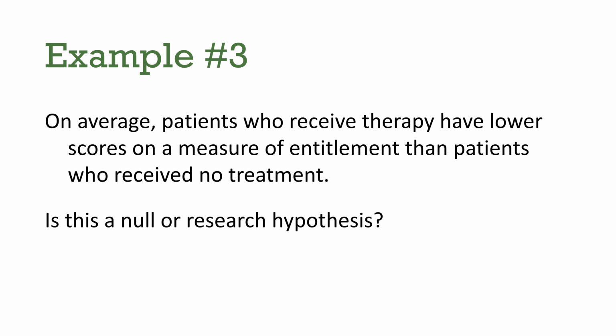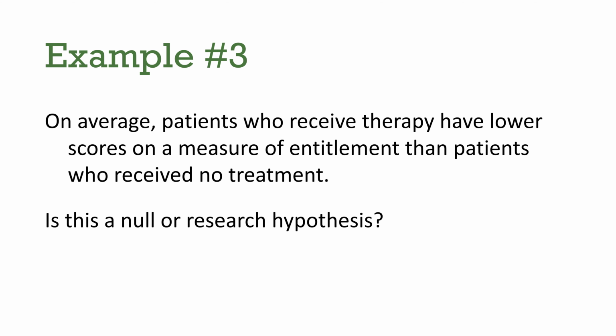On average, patients who receive therapy have lower scores on a measure of entitlement than patients who received no treatment. Is this a null or research hypothesis? This time we have two groups, a treatment group and a control group. The treatment group, also known as the experimental group, received the therapy. The control group received no treatment.